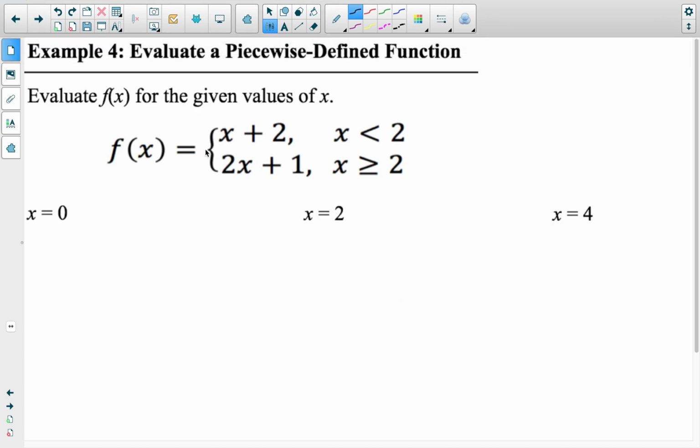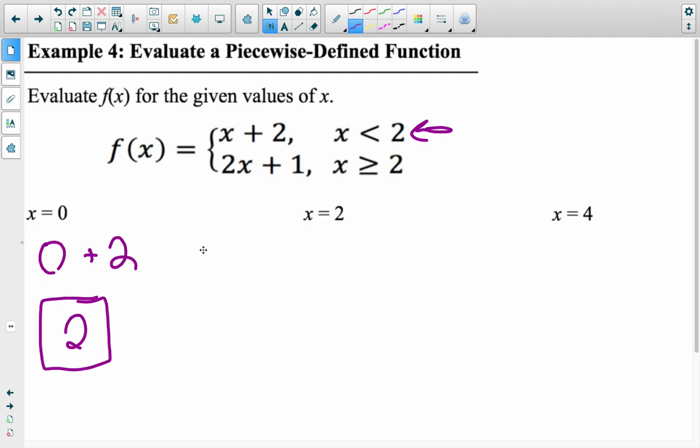Last part of this section is pretty straightforward. Given different values of x, you have to identify which piece you want to plug it into. So if x equals 0, that's going to fall under this category, right, because 0 is less than 2. So I'm going to use my first piece to evaluate this. 0 plus 2 would be 2.